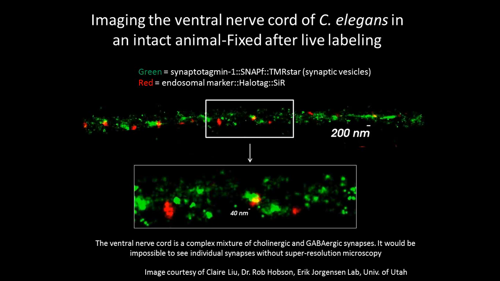But if there are any worm people listening, you know that antibody labeling in worms is really, really hard. So the SNAP, CLIP and Halo technologies have made it possible to do live labeling and still be able to use membrane permeable, or cuticle permeable, dyes to do super resolution imaging.